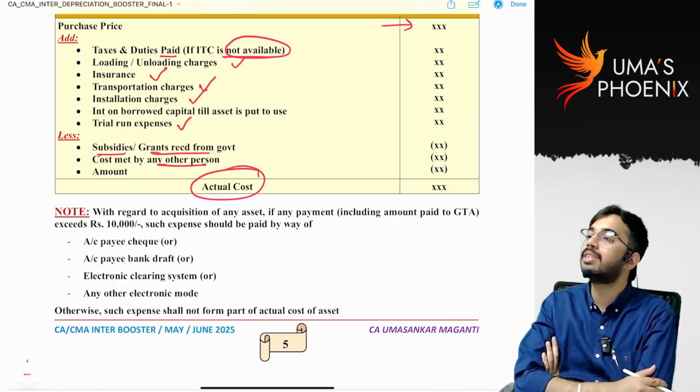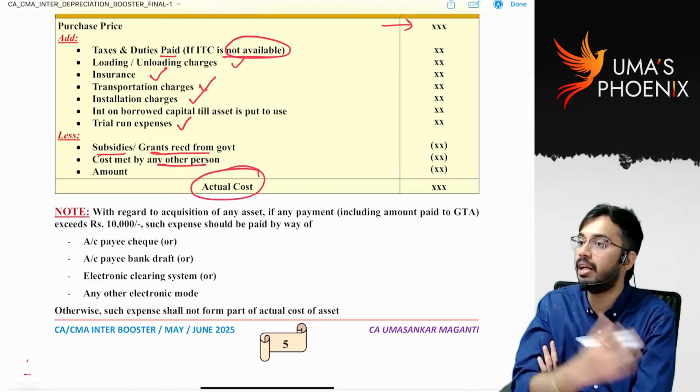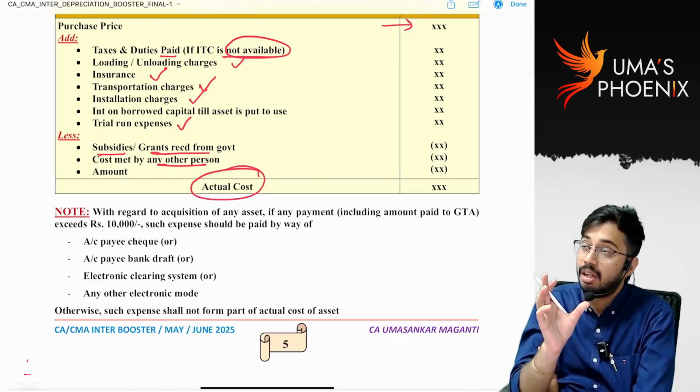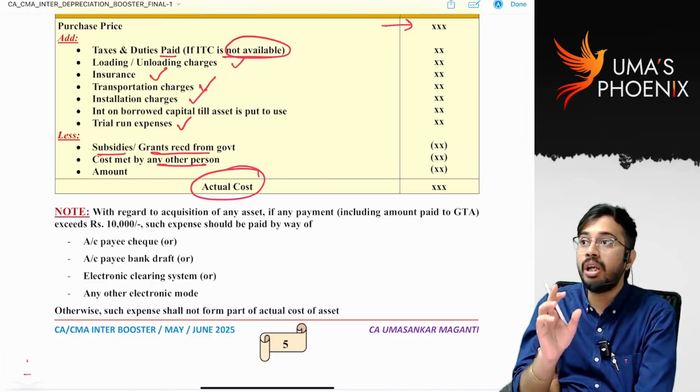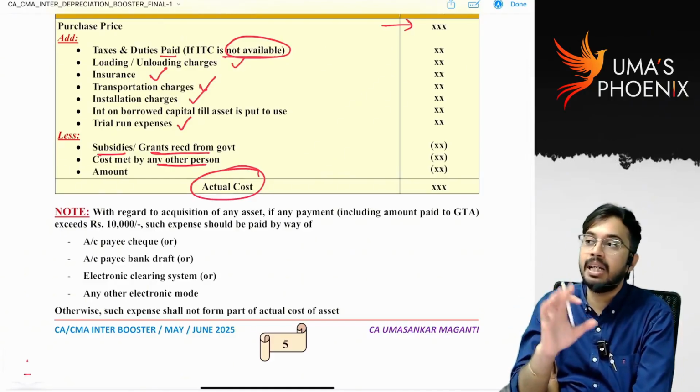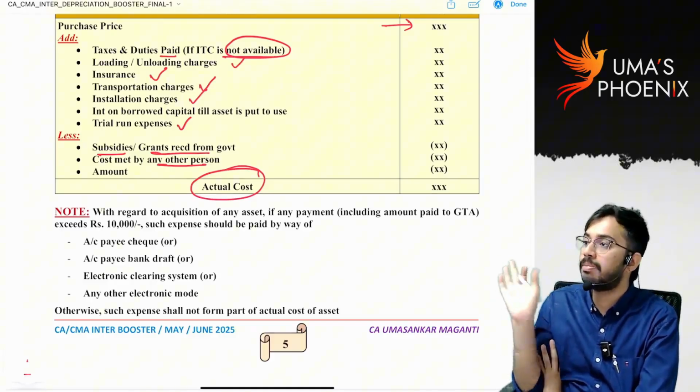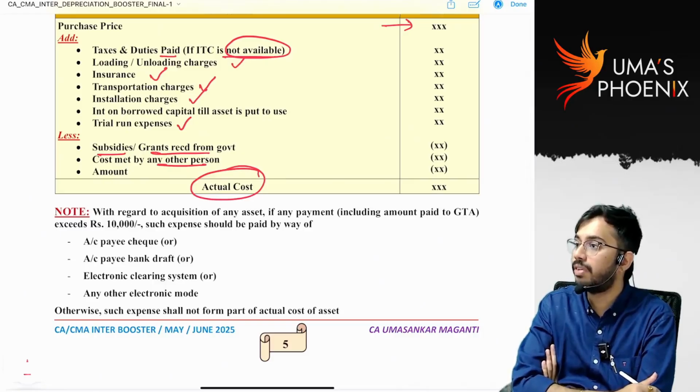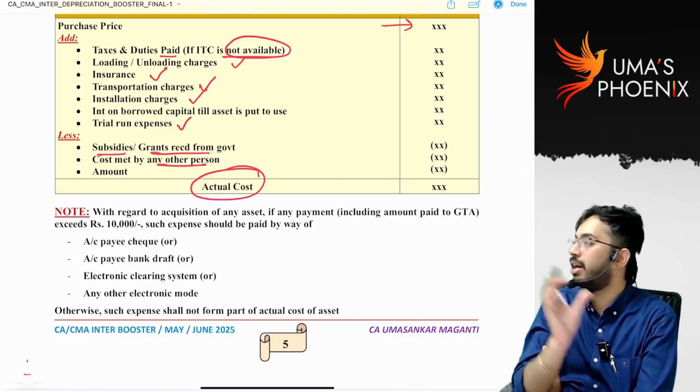Let's say government gave subsidy or my friend gave subsidy. Not only subsidy given from government, even if subsidy is given by third party, that will also be reduced from cost of the asset. So thereby you will arrive at actual cost.